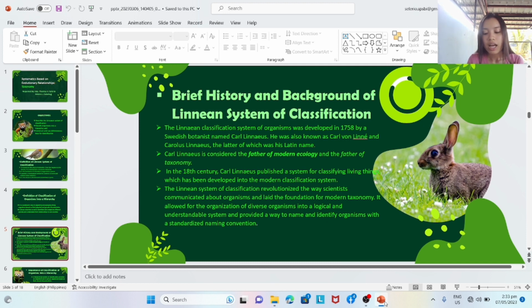The Linnean system, named after the Swedish botanist Carl Linnaeus, has a rich story and is considered a significant milestone in the field of taxonomy. In the mid-18th century, he introduced a new approach to classifying and naming organisms that revolutionized the way scientists organized and understood the natural world.